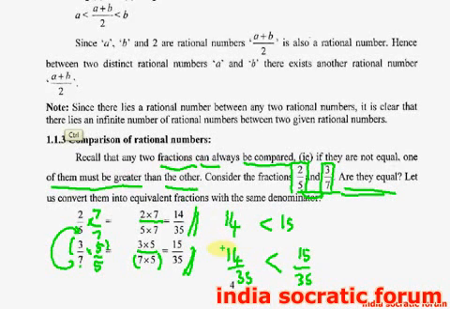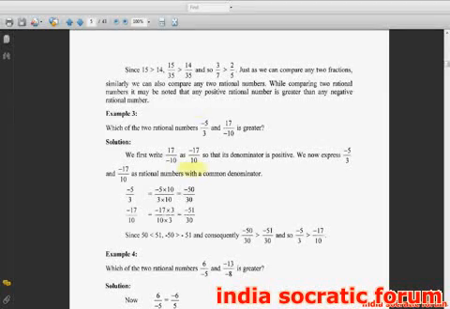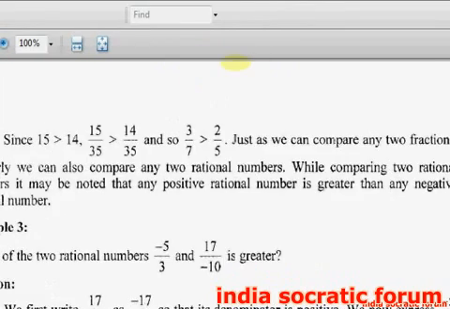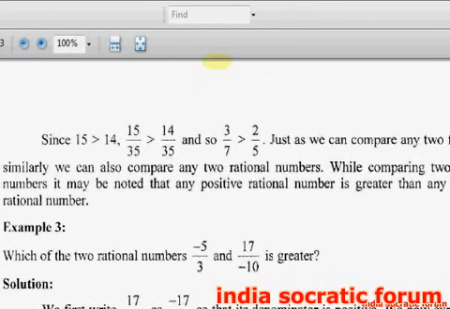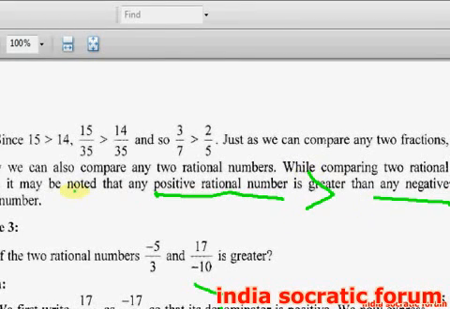Since 14 by 35 corresponds to 2 by 5, hence 2 by 5 is less than 3 by 7. This is how we compare two fractions. The only difference here is that a fraction and a rational number are one and the same. Similarly, we can compare any rational numbers, but you have to note that any positive rational number is by default greater than any negative rational number.